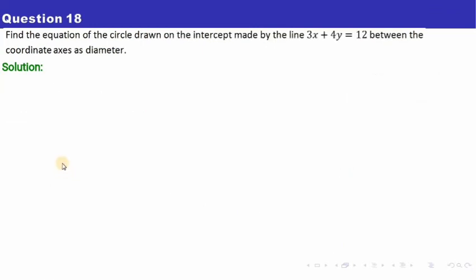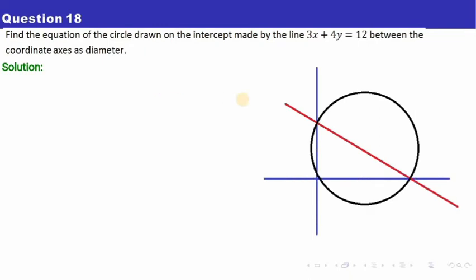Now let's have a look at the last question for the day. The question says, find the equation of the circle drawn on the intercept made by the line 3x plus 4y equals 12 between the coordinate axes as diameter. Let's try to understand this using this figure. This red line is your equation. This line creates an x-intercept and a y-intercept. From here to here is your x-intercept, and from here to here is your y-intercept.